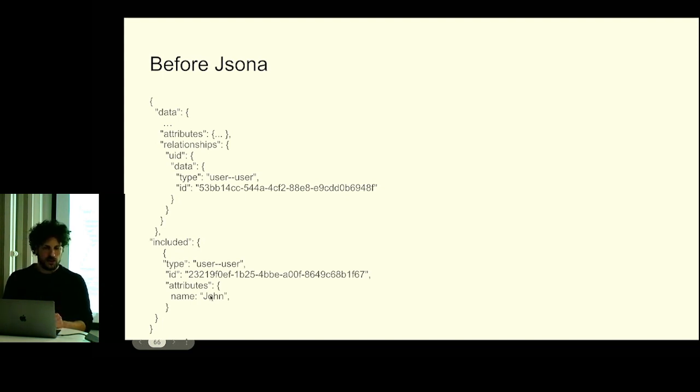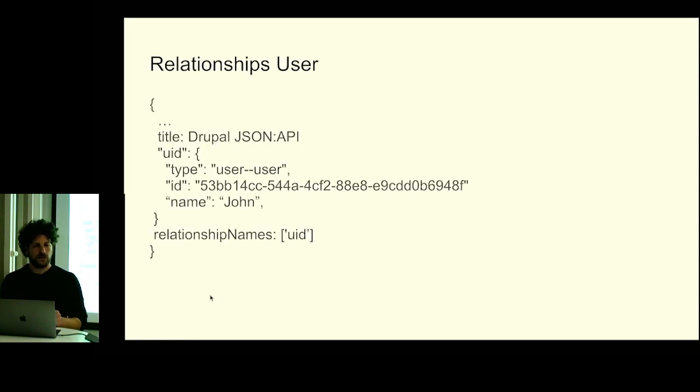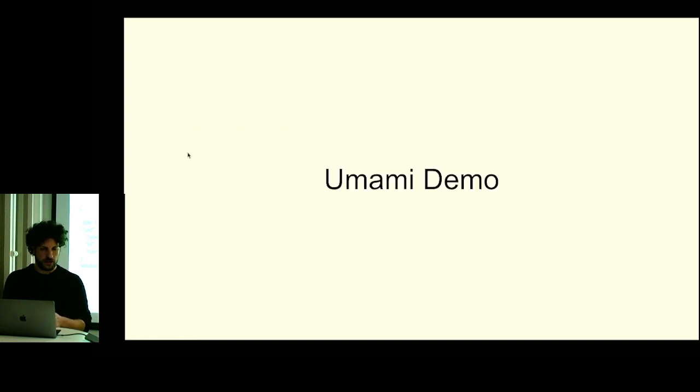But if we use JSON-A, it will return this. So you have all the attributes, the title, the UID, and under UID you have the name. And then of course you specify also the relationship name here, just as a reference.